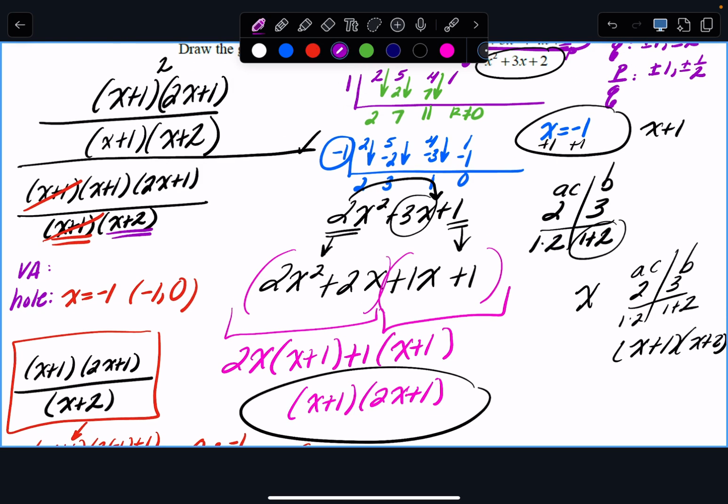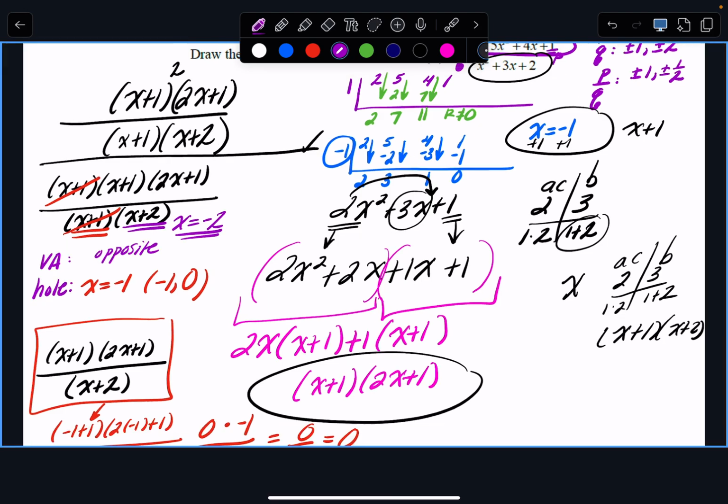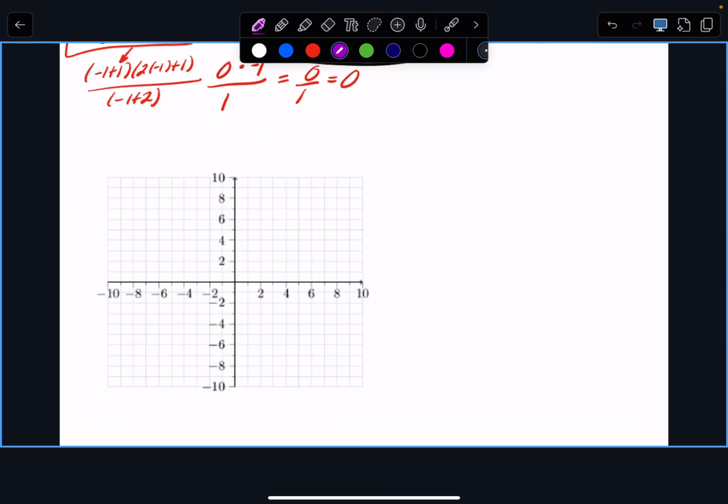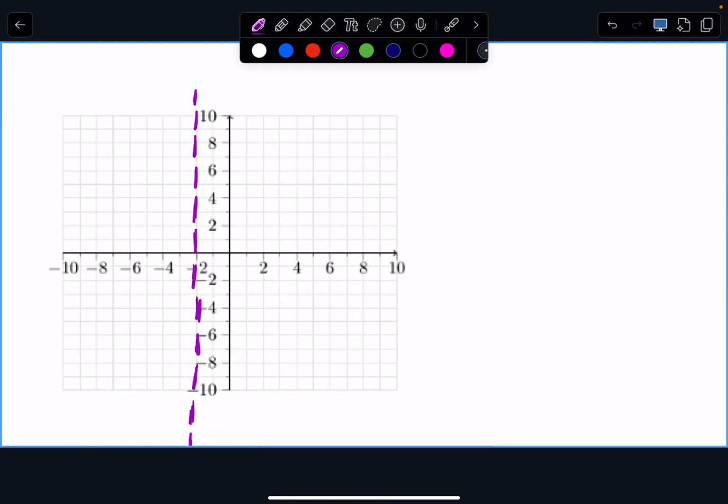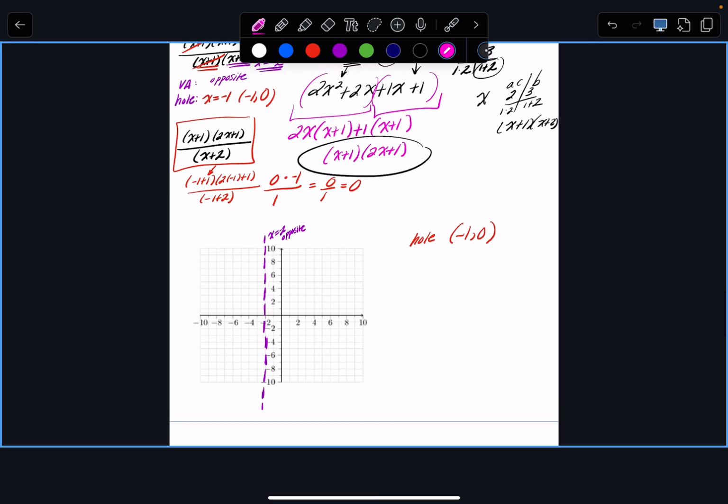Then what's my vertical asymptote? x equals -2, and it goes in the opposite direction because it only happened one time. So let's go to -2 and draw in our vertical asymptote and write ourselves a note. x equals -2 goes in opposite direction. We also have a hole. I'm going to write it down here so I can refer back to it. That's just a point on the graph. It was -1, 0. I'll put it in later, once I get my horizontal and vertical asymptotes drawn.